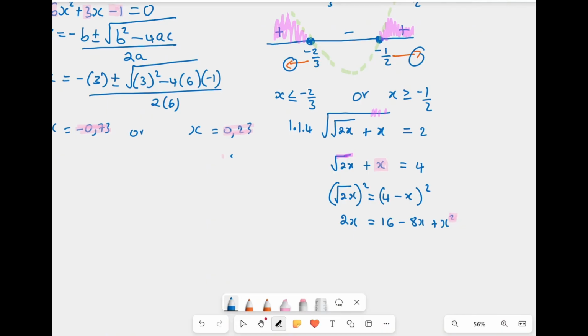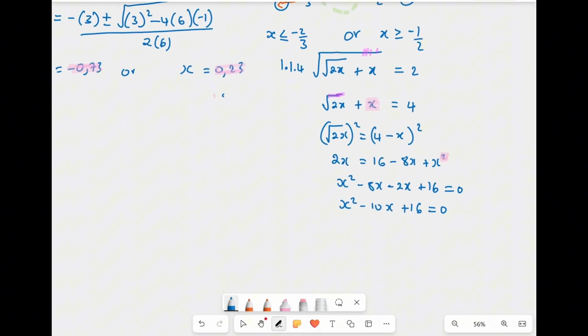So if we take it to the right, we are going to have x squared minus 8x minus 2x, and then plus 16 is equal to 0, which will give us x squared minus 10x plus 16 is equal to 0. And then here we can look for factors of 16 that we can add and get 10. So this is equal to 0.